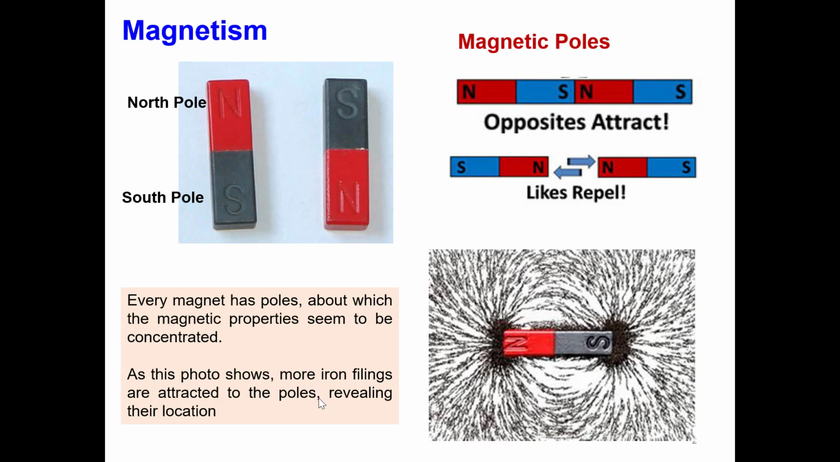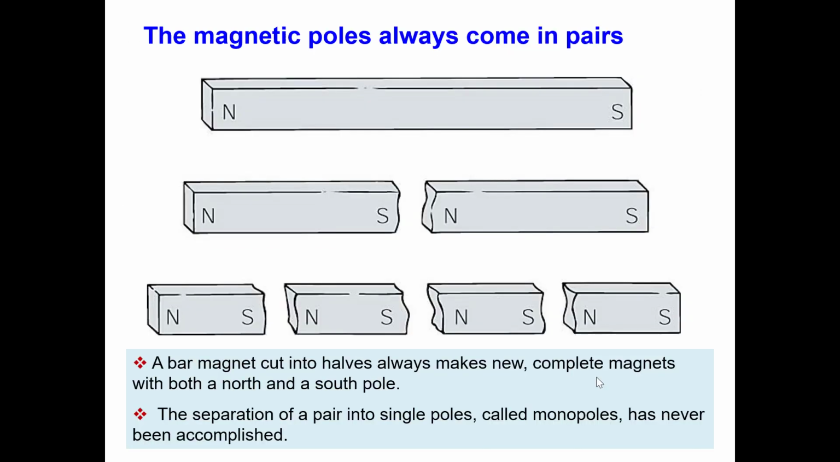The magnetic properties seem to be concentrated in the poles. We can see in this picture more iron filings are attracted to the poles. But one difference between electrical charges and magnetic poles is that magnetic poles always come in pairs.